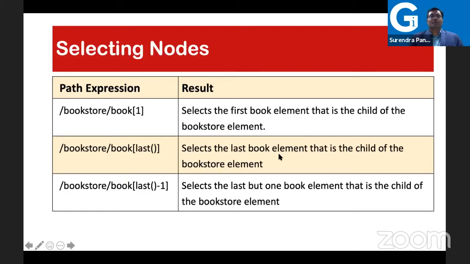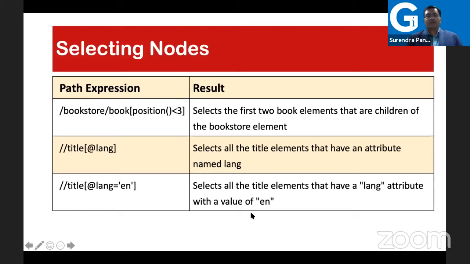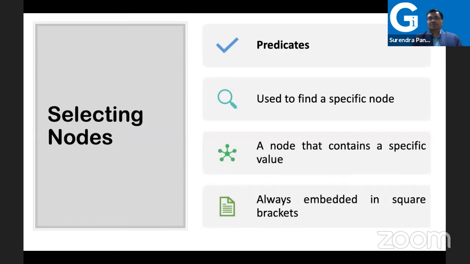For selecting the node, first let us understand the path part here. I'm using slash bookstore, selecting the specific element. Now I want to access the first book element. So how do I access the first book element? Select the first book element that is the child of the bookstore element. For that I am using the square bracket. This is what we call a predicate. A predicate is connected to accessing specific elements, and it is always embedded in square brackets.